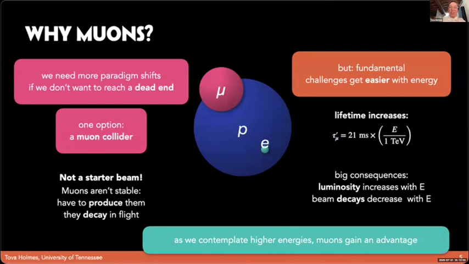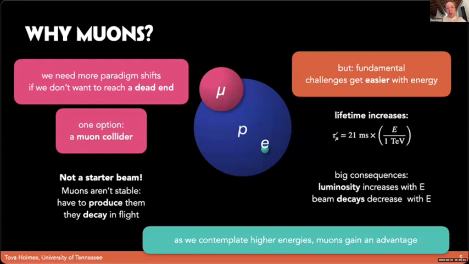You would, like I said, never begin by approaching things with muons because muons are not stable, which means that you have to both produce them and that they'll decay in flight very quickly after you do produce them. They have a lifetime of 2 microseconds. However, the fundamental challenge of a muon, which is its lifetime, gets easier with energy because the lifetime increases due to the Lorentz boost. And this has big consequences.